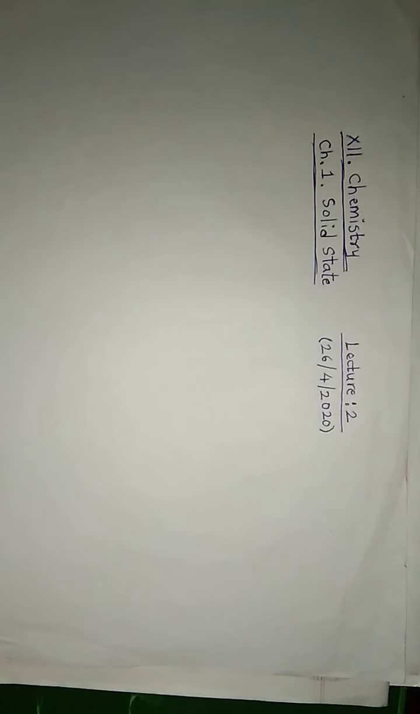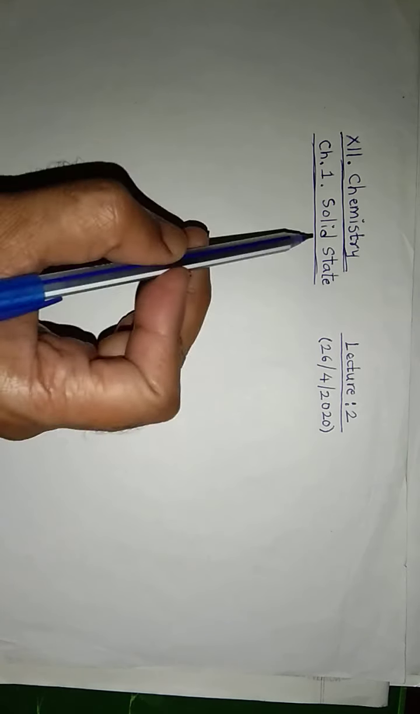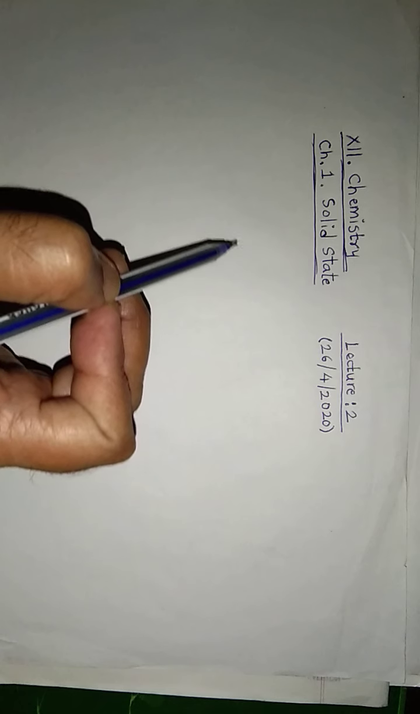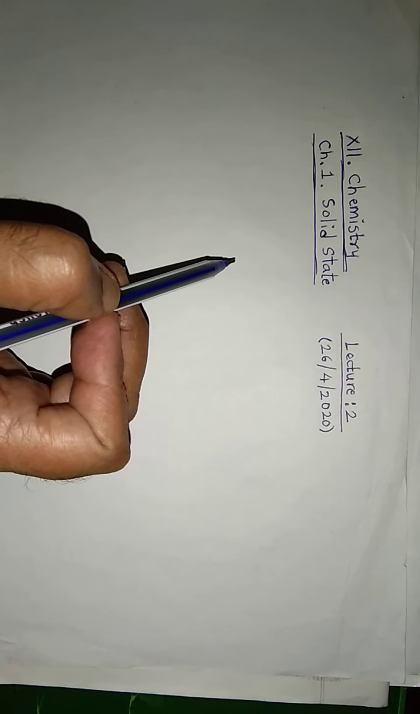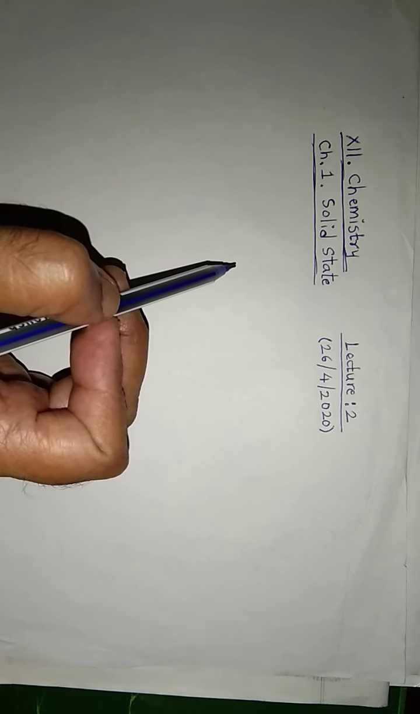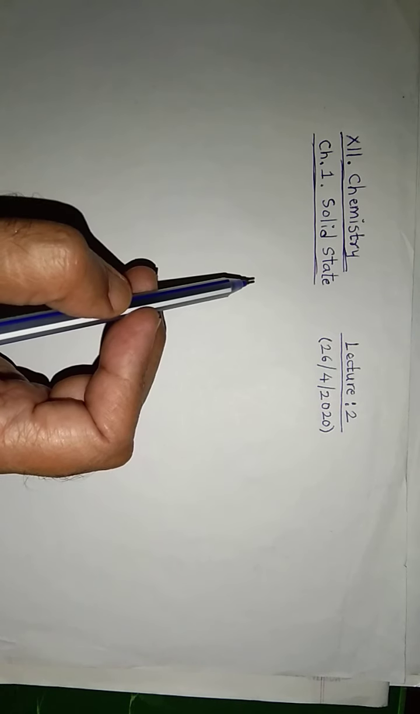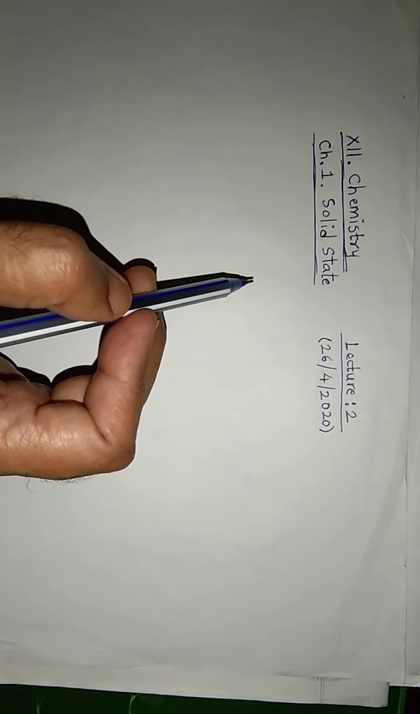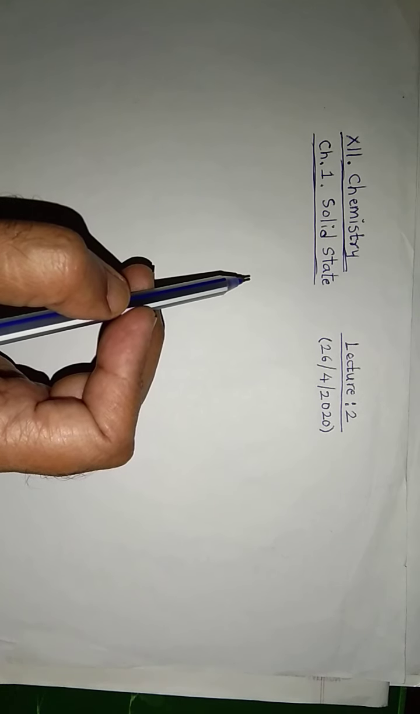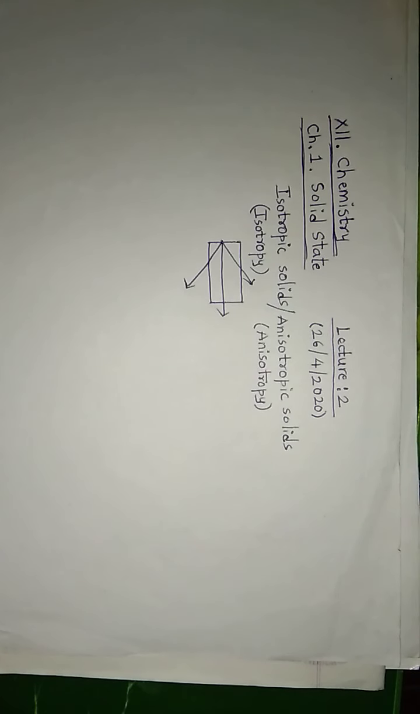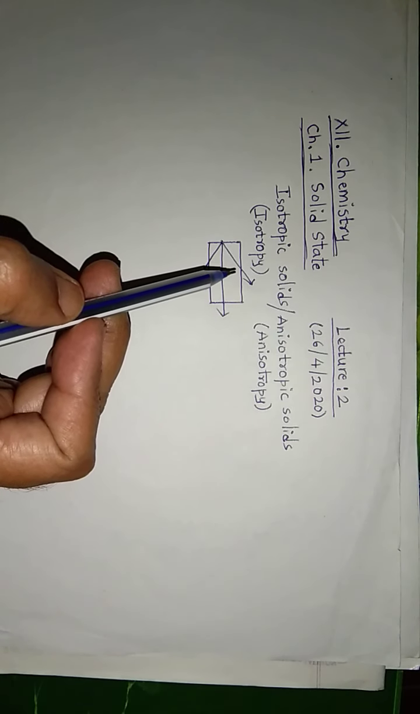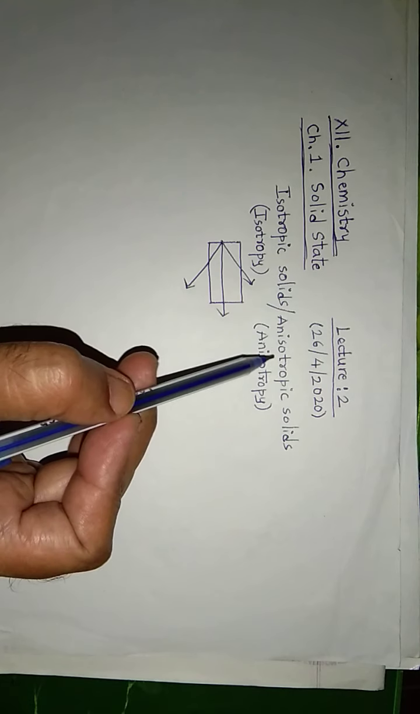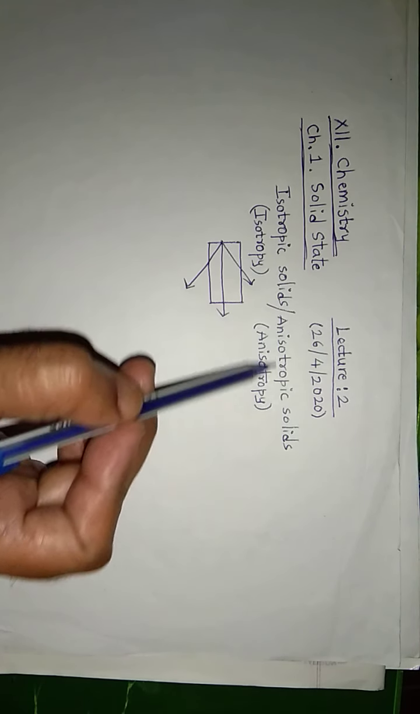In the second lecture, chapter 1 solid state, we shall begin with the discussion of very important terms. They are isotropy and anisotropy. Let us understand the meaning of isotropic solids and anisotropic solids.